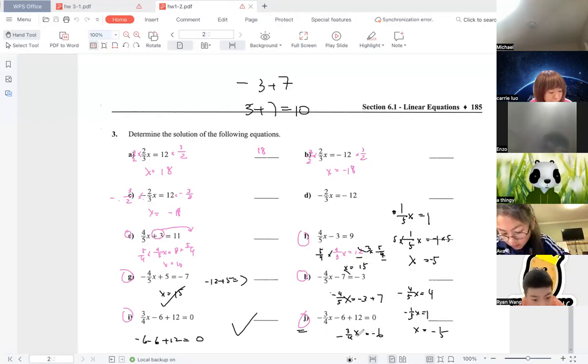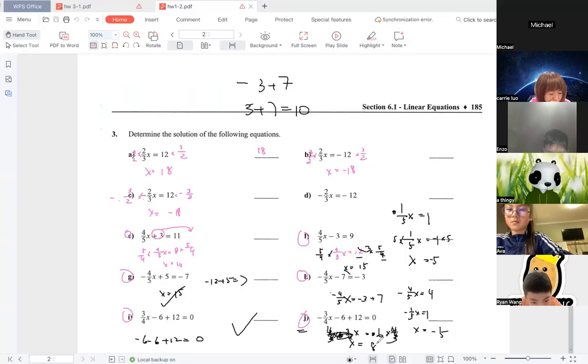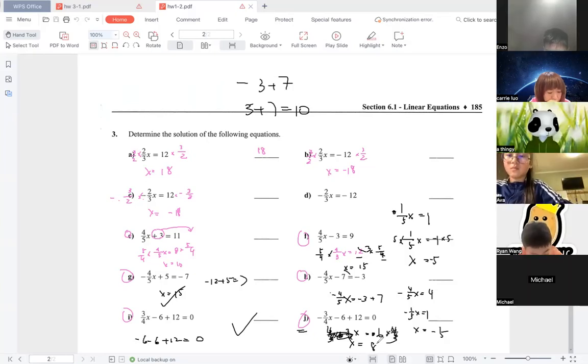So you times the left side by 3 over 4. Yeah, so the left times, so there's no negative. So times 3 over 4, so times 3 over 4 as well. Sorry, 4 over 3. 4 over 3. So there's no more negative. So x equals 8. Correct? Yeah.